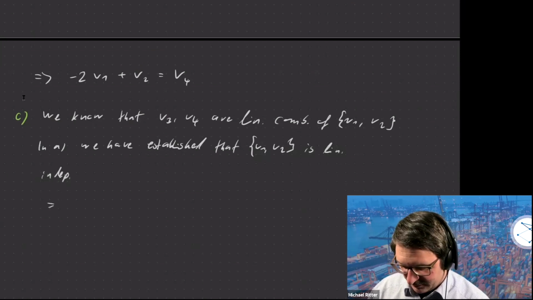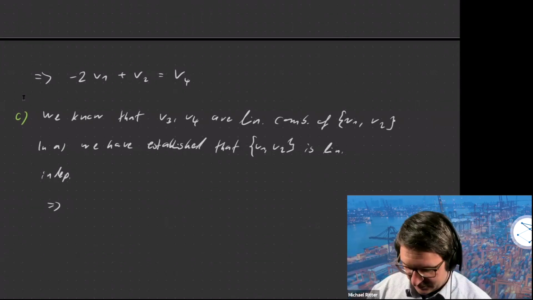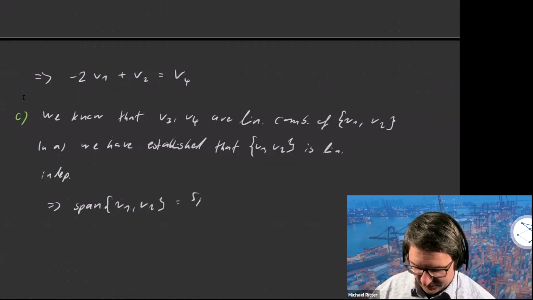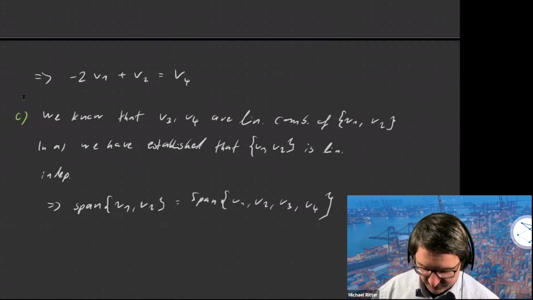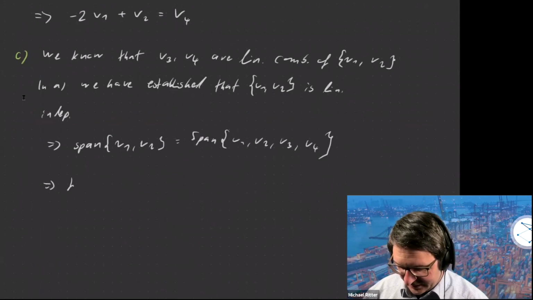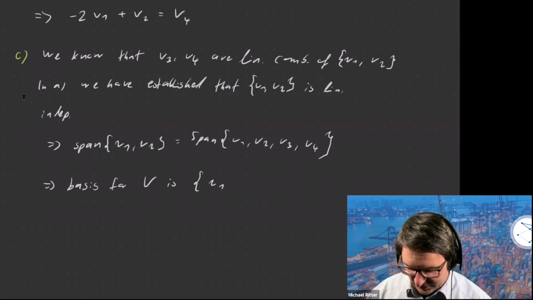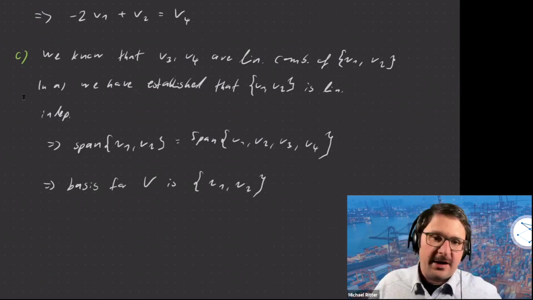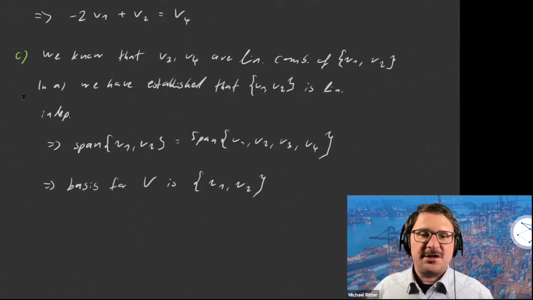And well, what does it mean? That means we have a linearly independent set, V1, V2, that spans the whole space. So the span of V1, V2 is the same as the span of V1, V2, V3, and V4. And that means the basis that we are looking for is simply given by V1 and V2: a linearly independent set that still spans the whole space. And from the facts that we computed in A and B already, we know what that set looks like. Questions on that one?